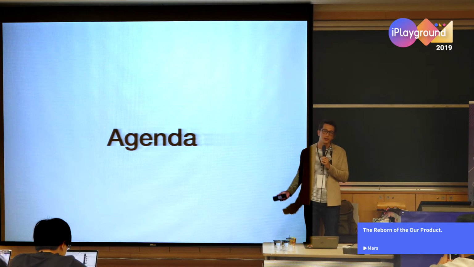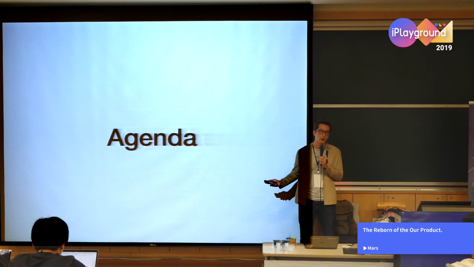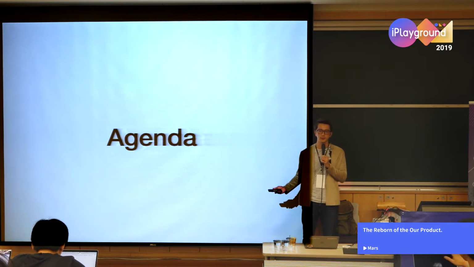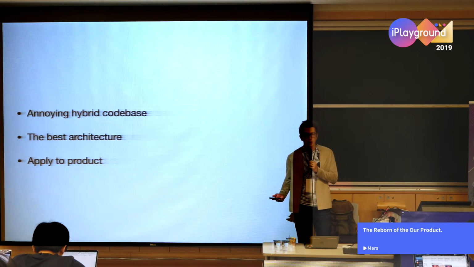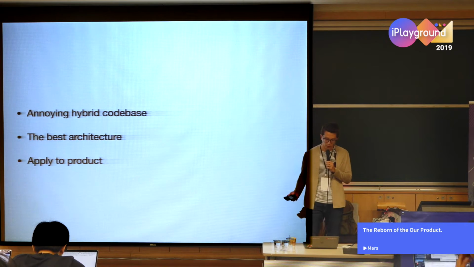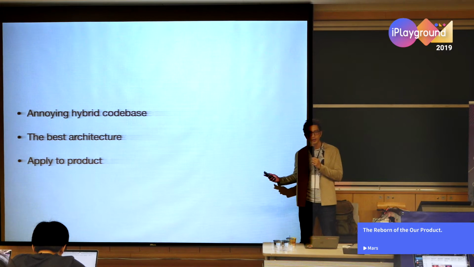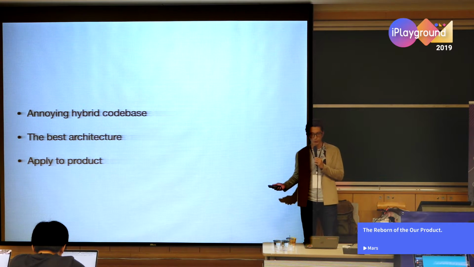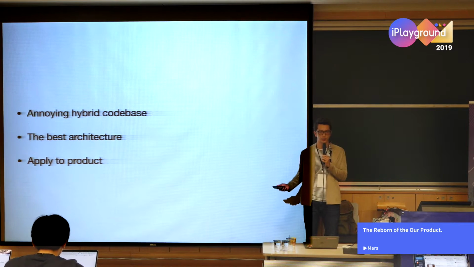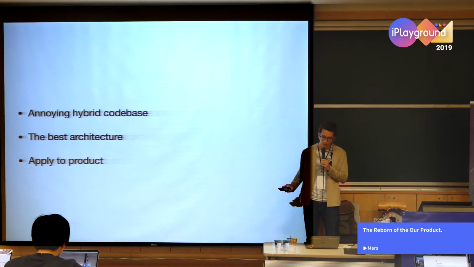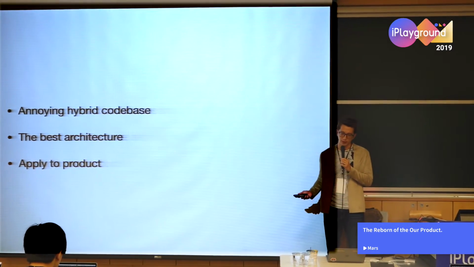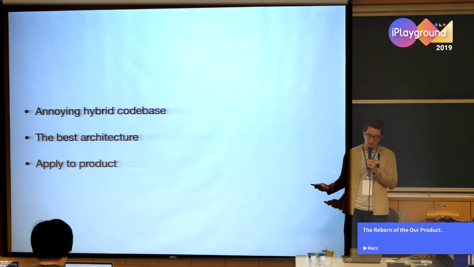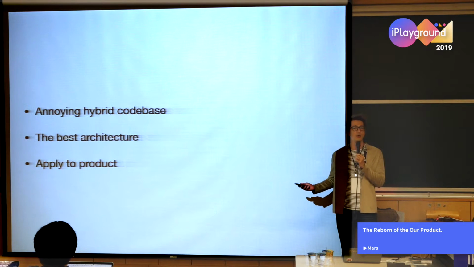In my presentation today, I'm going to show you how to maximize your legacy code in an Objective-C Codebase. First, I will begin by showing you how to handle annoying hybrid Codebase. Next, I will show you how to choose the best architecture for your product. And lastly, I will demonstrate how to apply these ideas to your product without breaking any existing features.